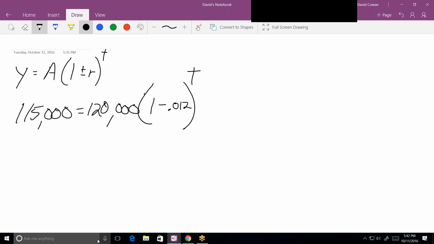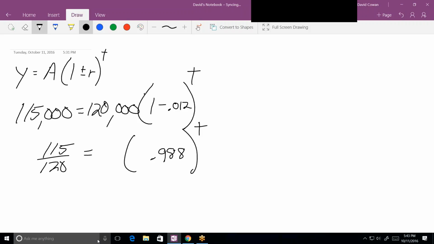Would you just make it into a log? Not yet. In other words, we do want to use logs, but we want to isolate that first. If I take the log of both sides now, this 120,000 kind of gets in the way. So divide by 120,000? There you go. So the first step is to get rid of that A by dividing by it. So that gives me 115 over 120. And that simplifies a little bit, but I don't care at the moment. Let's see, 1 minus that is what? 0.988, right? Yeah.